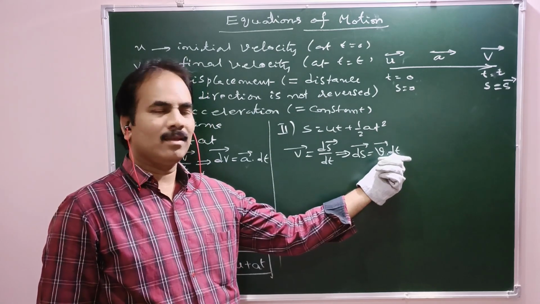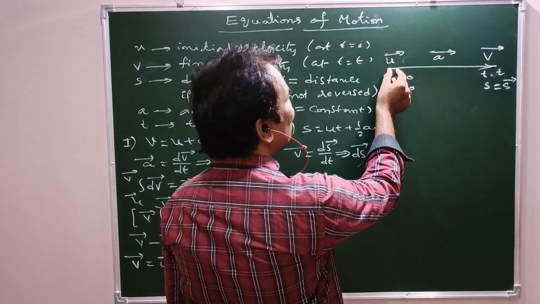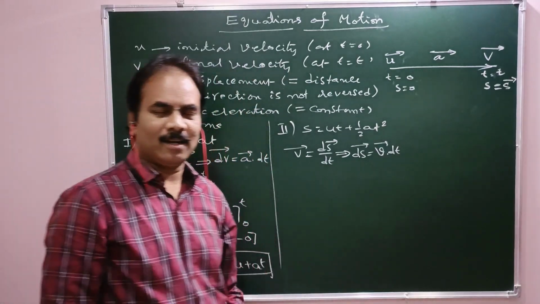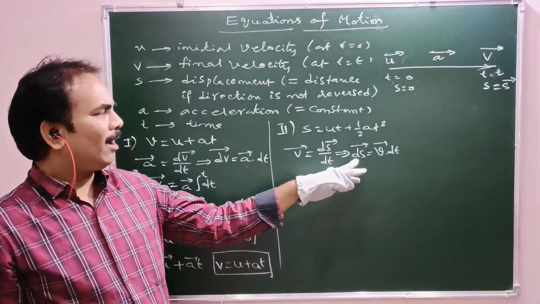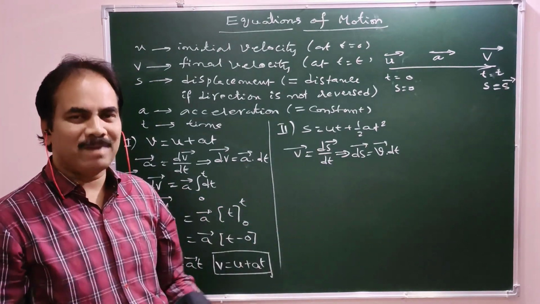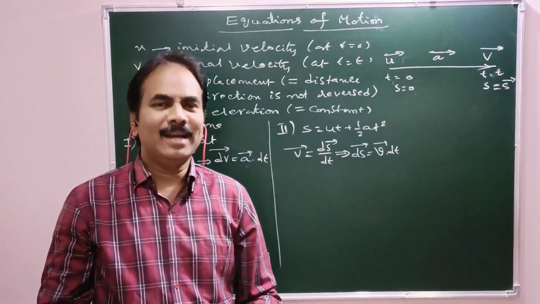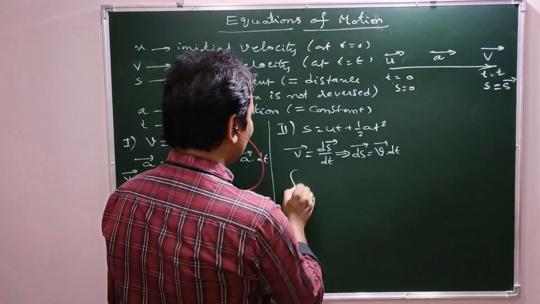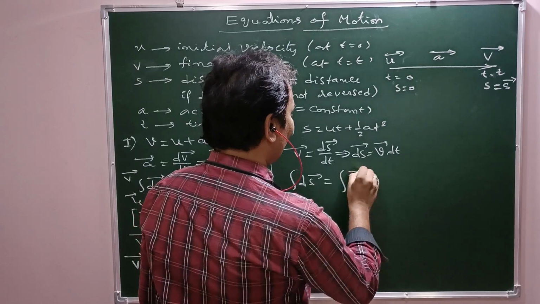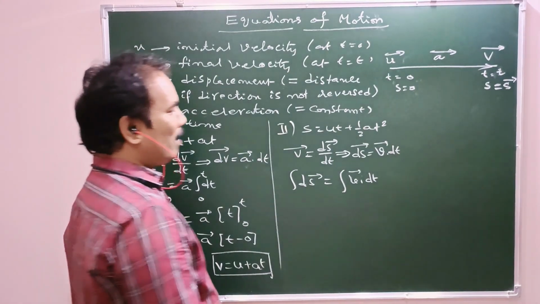What is the significance of this expression? In every dt, what is the displacement? ds. Within dt, displacement ds; in the next dt, also displacement ds; like that. So on integration, integral ds gives the total displacement in time interval t. To get that larger displacement, we integrate: integral ds bar equals integral v bar dt. Now the limits.